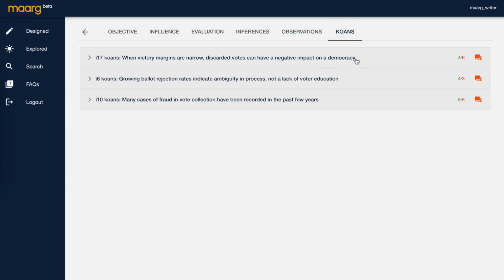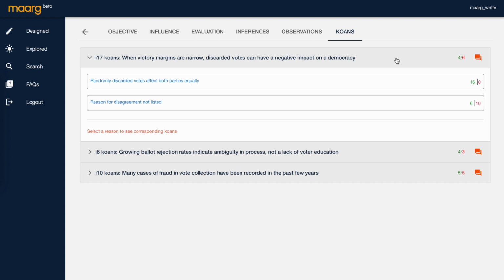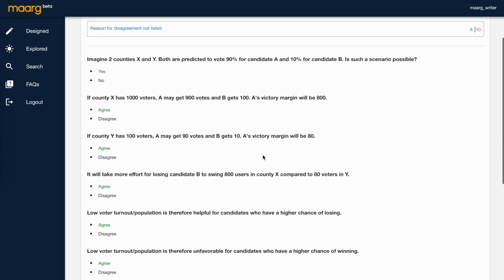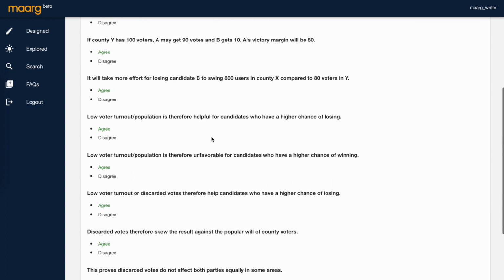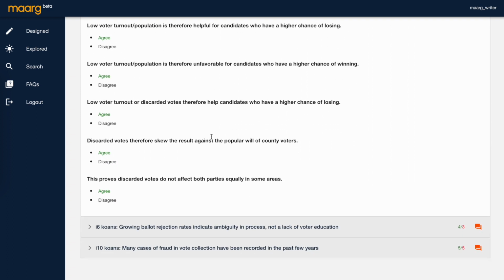Similarly, in the cones, you can again see the convincing power, and over here you will not be able to see how many users actually voted for each argument or each question, but this just lists the question series that you offered.